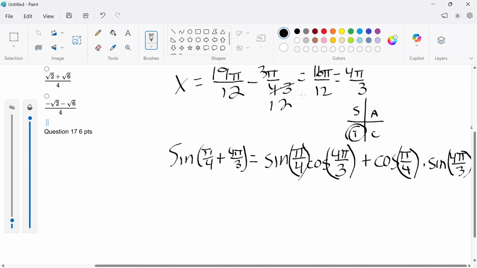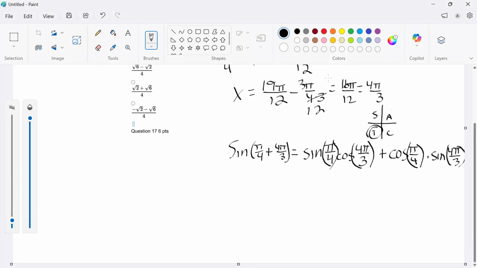Sum and difference formulas. Sine alpha plus beta, or a plus b, equals sine a cosine b plus cosine a sine b. All right, so now sine of pi over 4 is square root of 2 over 2. You have to know the unit circle, times cosine 4 pi over 3. Again, it's in the third quadrant, so it's negative. And it's the same as cosine of pi over 3, which is 1/2.